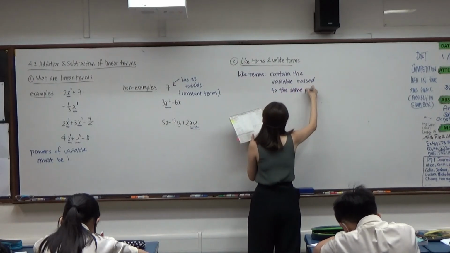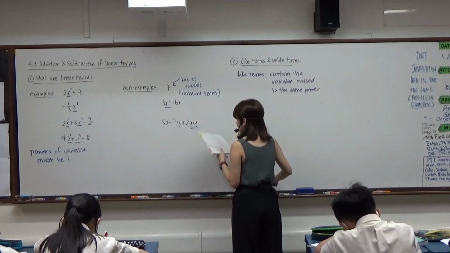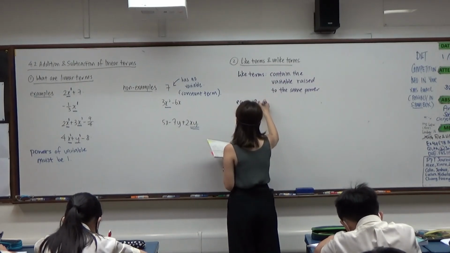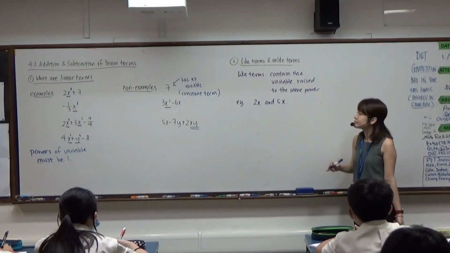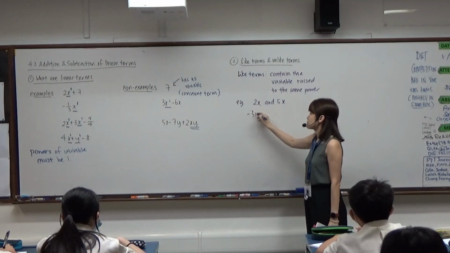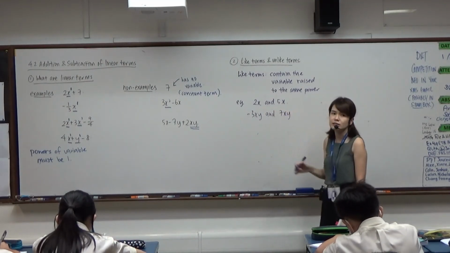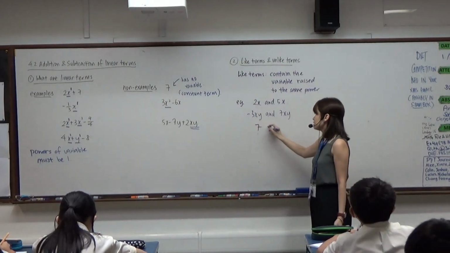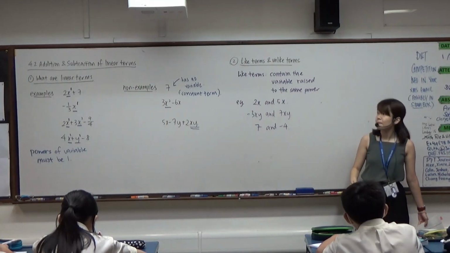If you like things to be phrased in English, this is how it will be phrased. For example, we have 2x and 5x that are considered like terms. 3xy and maybe 7xy, they are considered like terms. Or even 7 and -4, they are considered like terms as well.